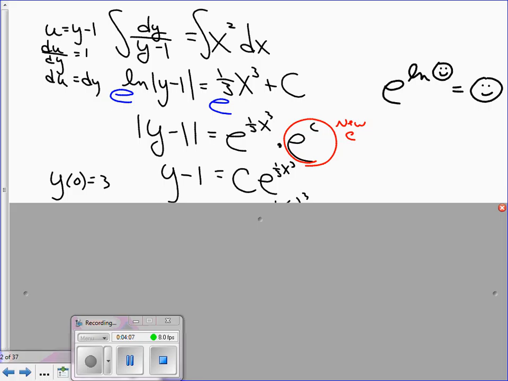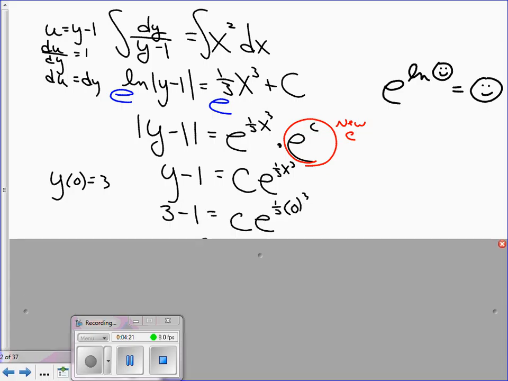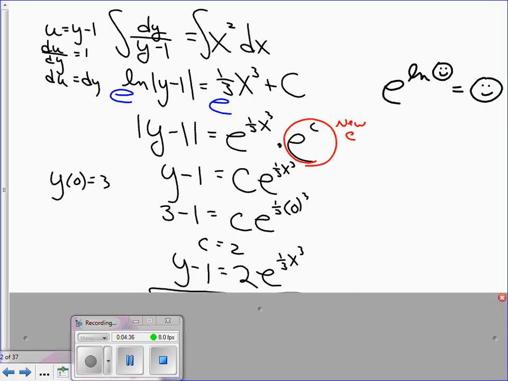Then you can use the initial condition that at 0, y is equal to 3. You can plug in those values and solve for c. What did you guys get for c? 2. When you plug a 3 in for y and a 0 in for x, remember e to the 0 is 1, you get c equals 2. When you get what c equals, you're not done. You have to go back up to the line before and plug the c in. So you have y minus 1 equals 2 e to the 1/3 x cubed. And then you can just add 1 to both sides.